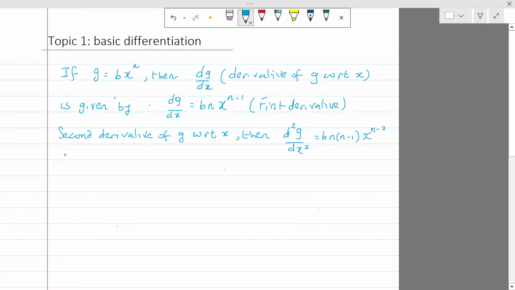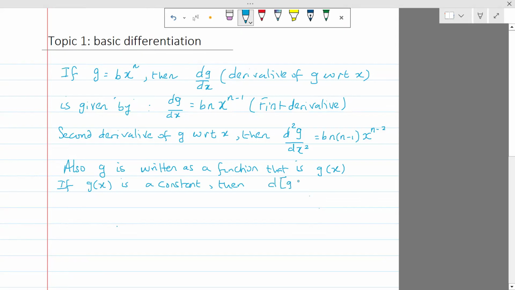Also, g is written as a function, that is g(x). If g(x) is a constant, then the differentiation of this g(x) with respect to x becomes 0. If you differentiate a constant, you get 0.